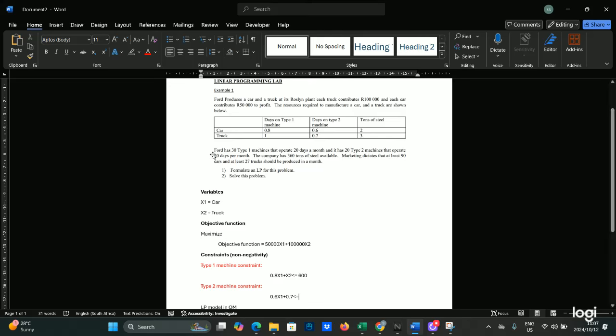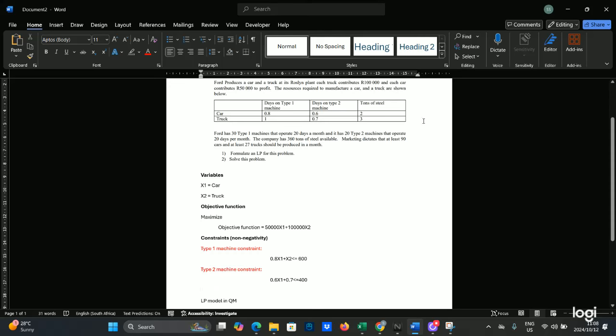Again, the machine operates for 20 days, but since they have 20 of them, the machines can be used simultaneously. Since each machine can operate 20 days a month but there are 20 machines, we have to account for the 20 machines. So we multiply 20 by 20, which gets us 400, I think. That's it for our second constraint. Now we have the material constraint, the steel that they have.